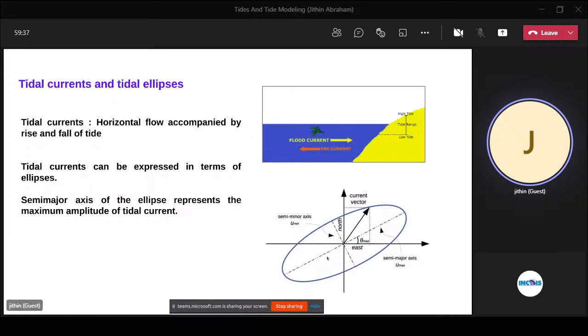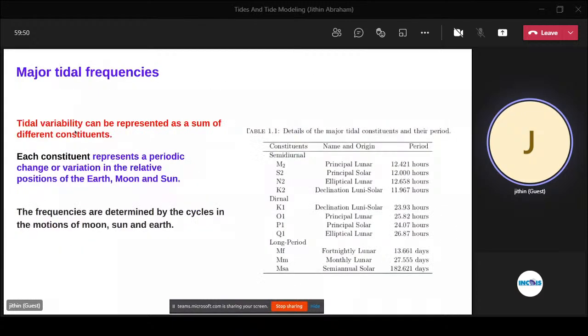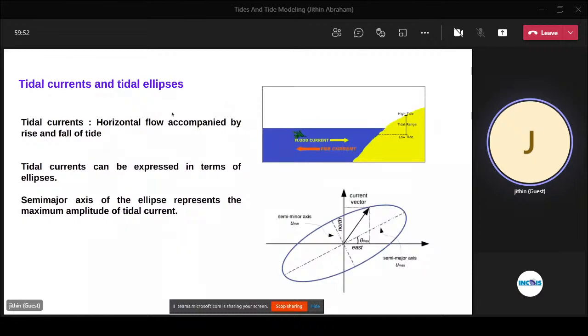And one more thing is, this tidal ellipse can be constructed for each constituent, like for these major constituents, and also for the total tidal current over a tidal period.